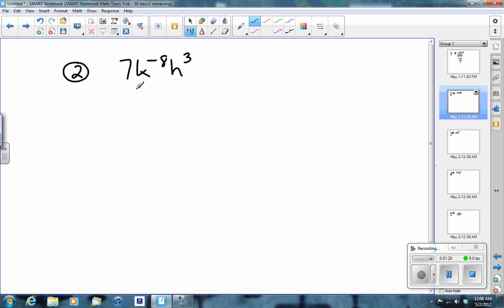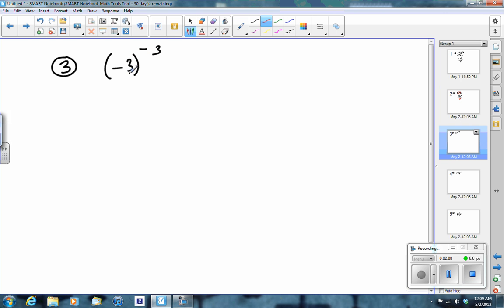Next problem. It's 7 multiplied by k to the negative eighth multiplied by h to the third. Again, there are no like terms. We have a k term and an h term, so they can't be combined. We can't add the negative 8, the 3. They can't be combined. So we'll keep what's positive up in the numerator. And this term here, the k to the negative eighth power, will move down into the denominator so it can become a positive 8. And that's the most you can do with that one.